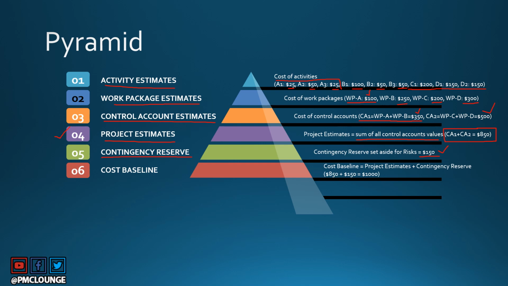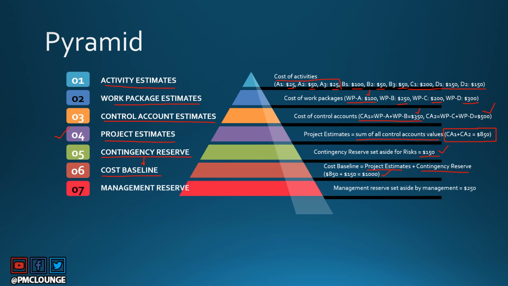And then comes cost baseline. Remember, we discussed this previously that contingency reserve is part of the cost baseline. Why so? Because cost baseline is nothing but the addition of your project estimates and the contingency reserve. So you get $1,000, which is the cost baseline for your project.